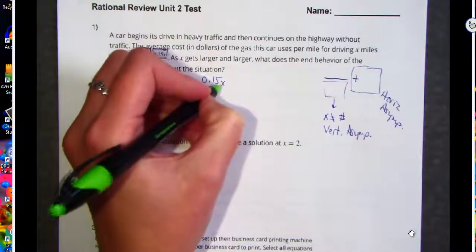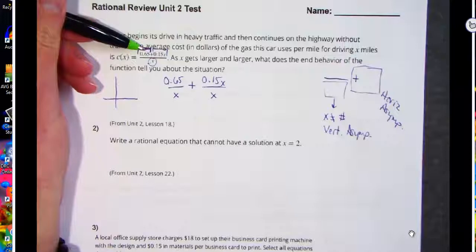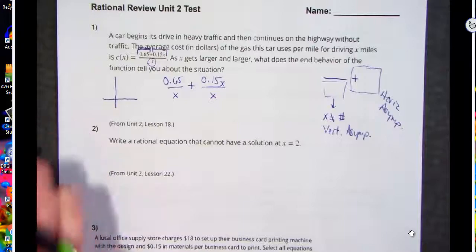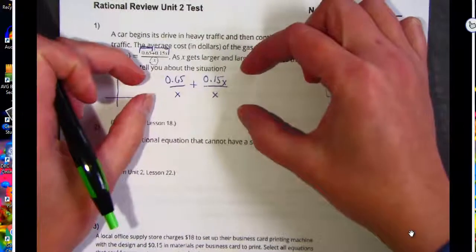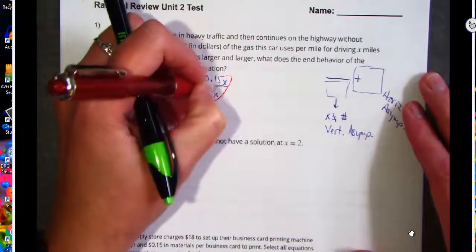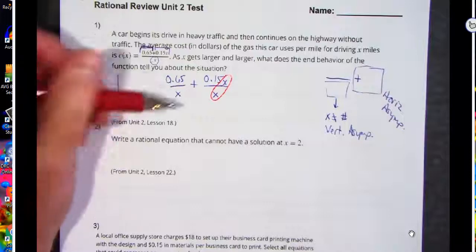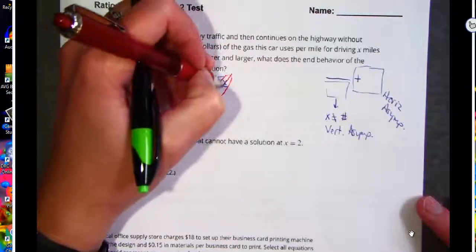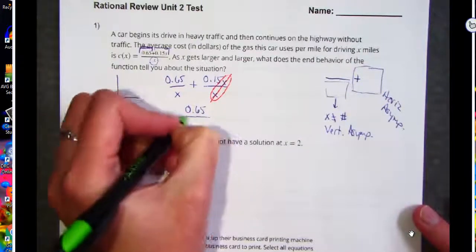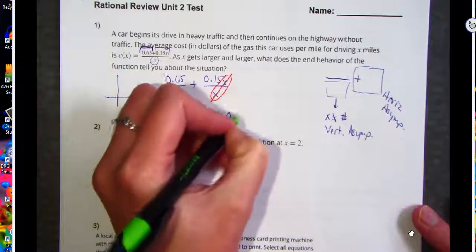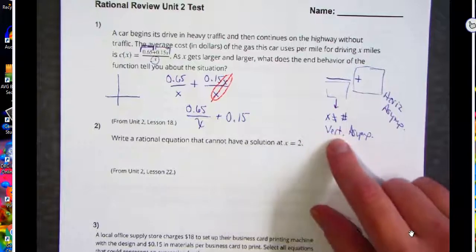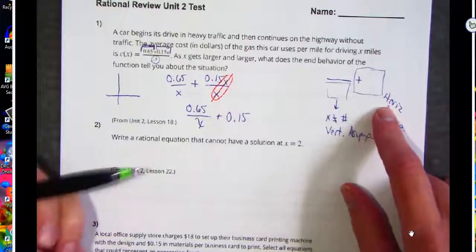But there's an x that comes after that 0.15. So I'm just writing this as if I didn't add them together already with a common denominator. I'm kind of ripping them back apart into 2 separate fractions. And now I should see that I have a time where I'm multiplying by x and then dividing by x. So these ones will cancel out. And what I have left is 0.65 over x plus 0.15. If I can write it in this way, my vertical asymptote and my horizontal asymptote get a lot more clear.